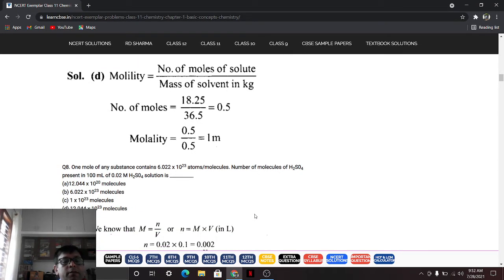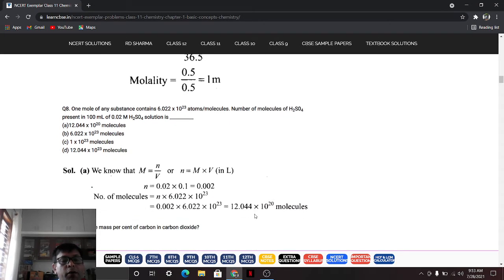One mole of a substance contains 6.022 into 10 to the power of 23 atoms or molecules. Number of molecules of H2SO4 present in 100 ml of 0.02 M H2SO4 solution is, which is the correct option.